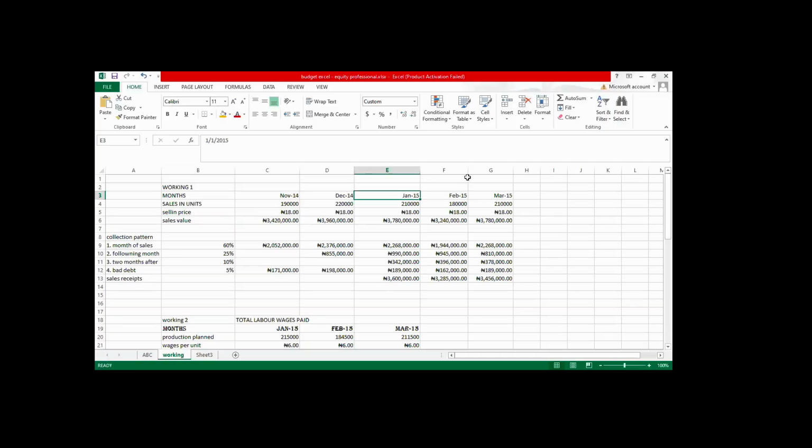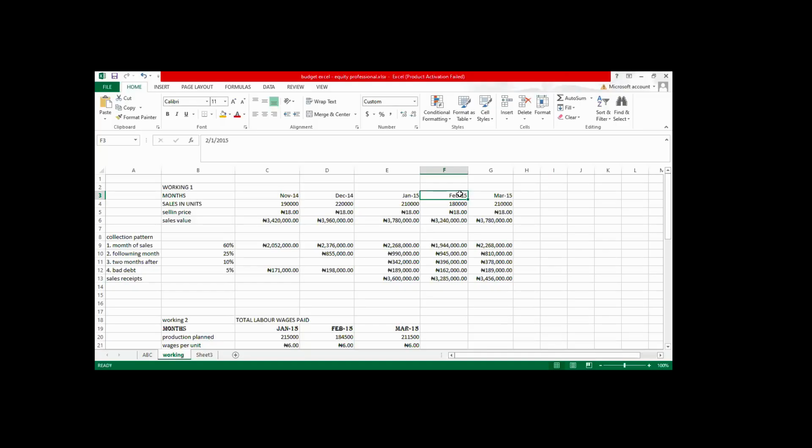January: 3,780,000. Good. Go to February, compute. 3,240,000. Great. Then go to March, compute your sales value. 3,780,000. Great. You have gotten your sales value for November, December 2014, January, February, March 2015.